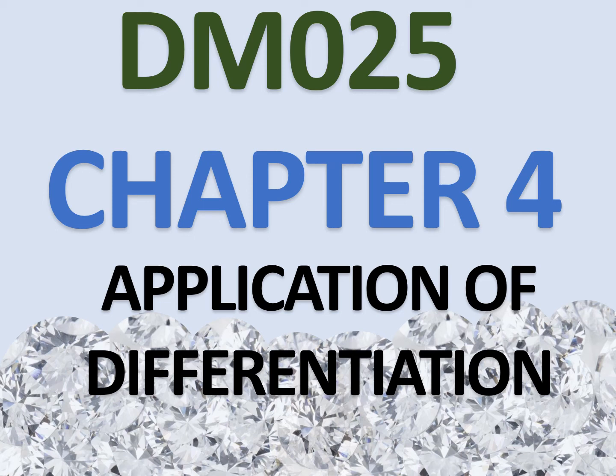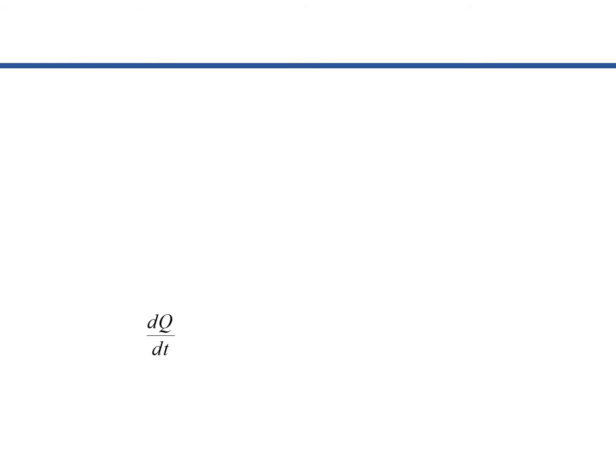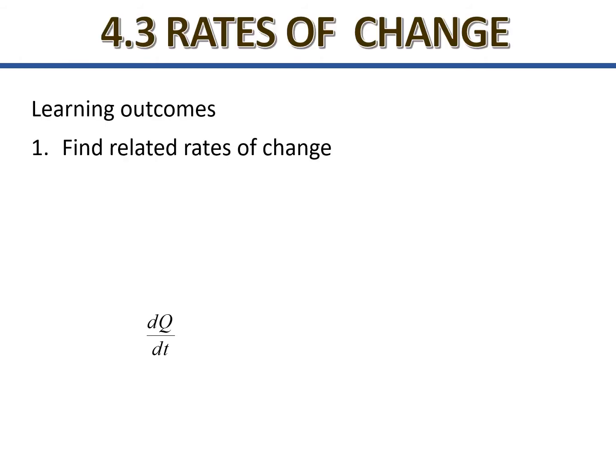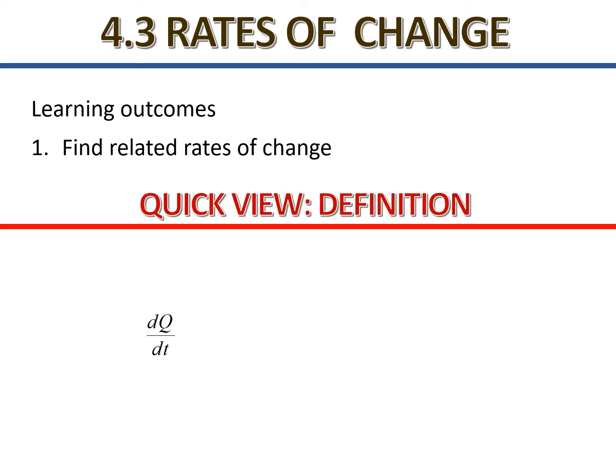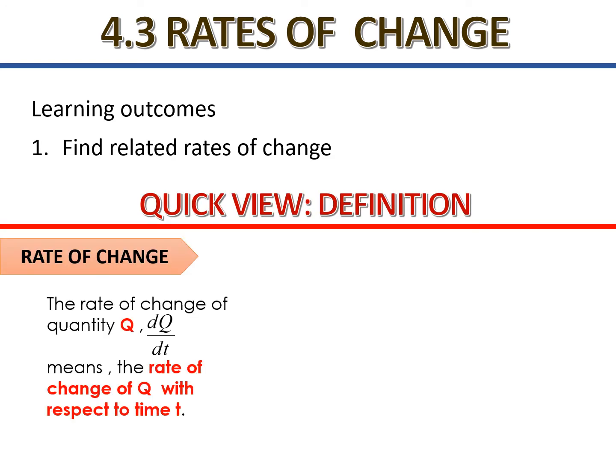Chapter 4, Applications of Differentiation. Let's discuss 4.3 Rates of change. Learning outcome: find related rates of change. Let's take a look at the quick view definition.